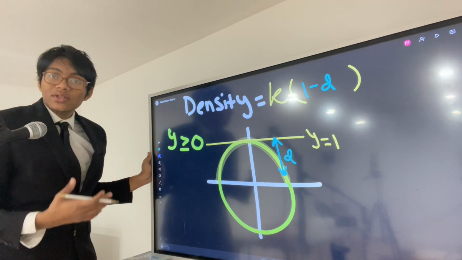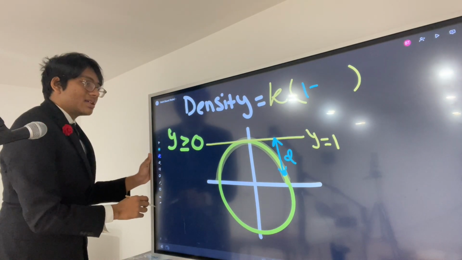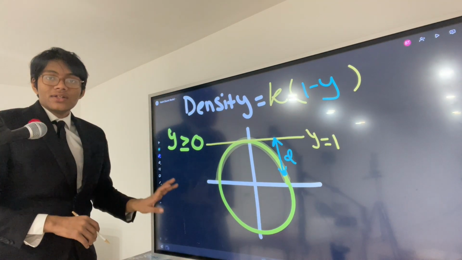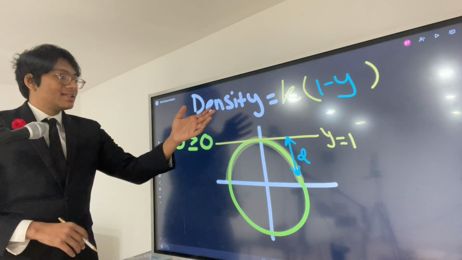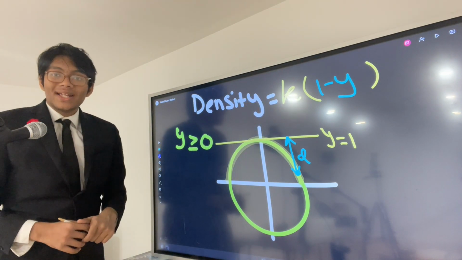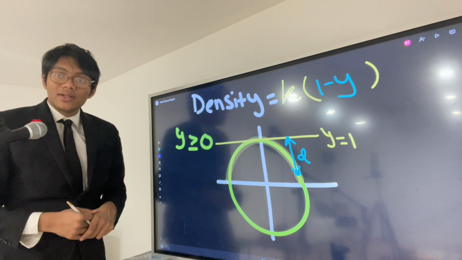Instead of d, I'm going to use y, since that's a better variable to represent everything here. So let's use y here. Okay, so we have the following. The density is proportional to k times 1 minus y. So what can we do from here?